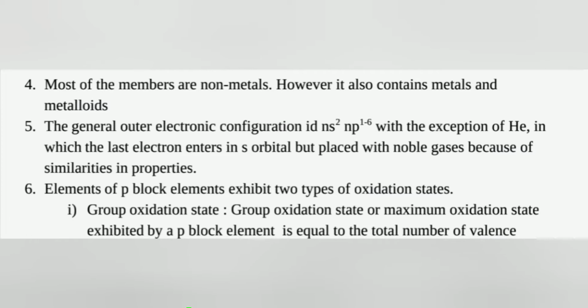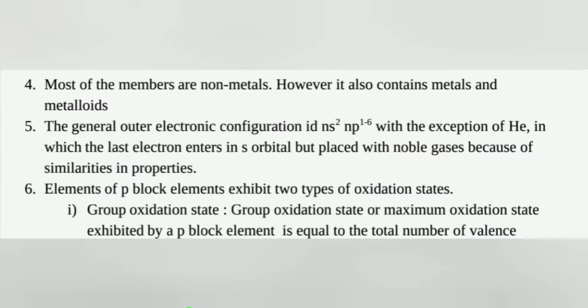The next point, the general outer electronic configuration is ns2 np1 to 6. For group number 13, only one p electron will be in the p orbital. Similarly, for group 18, it will be ns2 np6 itself. There is an exception for helium, in which the last electron is entering the s orbital. We have learned that hydrogen and helium have a special position because of different chemical properties, so we arrange them in group number 1 and group number 18 respectively. The last electron is entering the s orbital but helium is placed with noble gases because of similarities in properties.